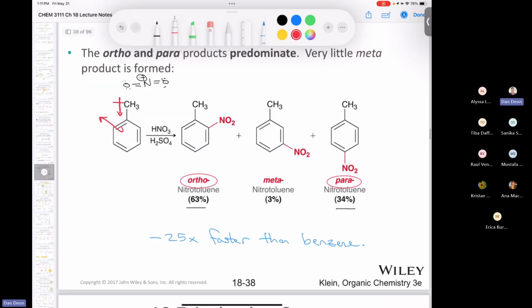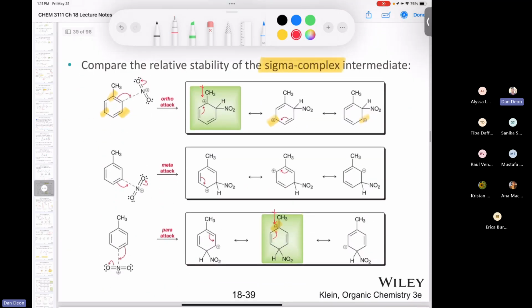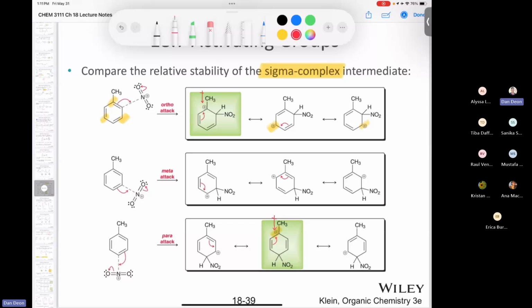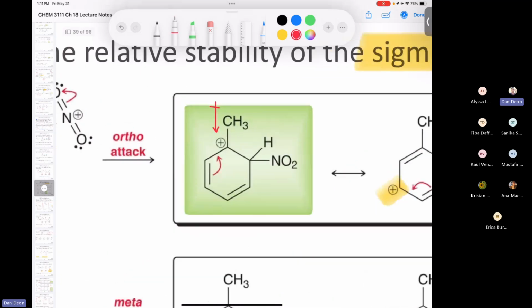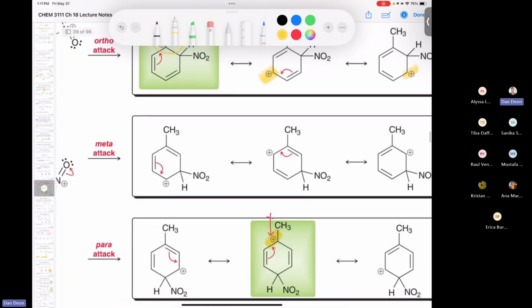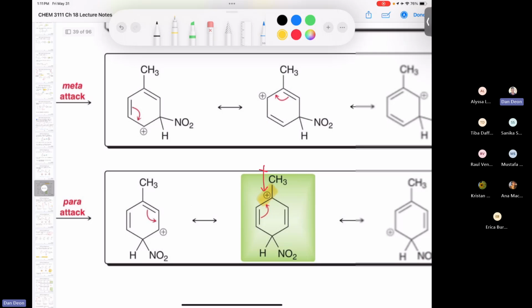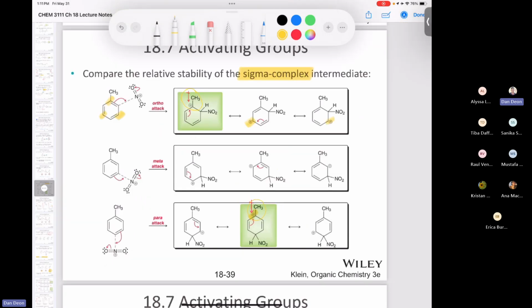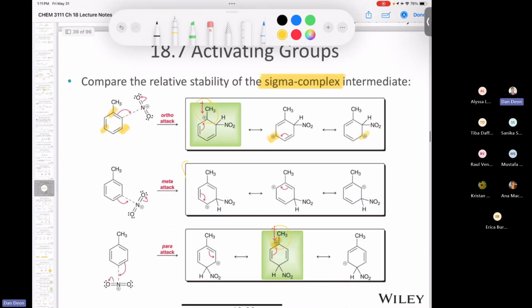And for that, we have to look at all of the sigma complexes that are formed from ortho and para attack and meta attack. And you see the two sigma complexes that are highlighted in green. What do they have in common? They have a positive charge right next to that methyl group, which is electron donating. You can see that right here, okay? And we see that when we have not only the ortho attack, but also when we have the para attack. Well, if you look at all three sigma complexes for the meta attack, no such sigma complex exists, okay? The positive charge is never adjacent to that electron donating group.